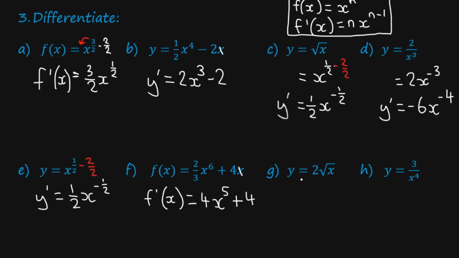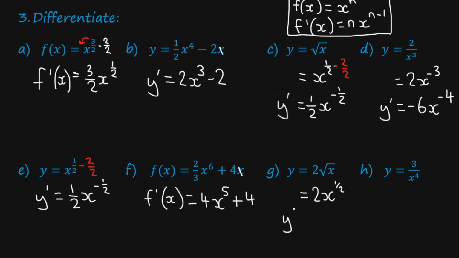Okay, so next one, y equals 2 root x. So here we can do another step. So we'll go 2x to the power of a half. Okay, so 2x to the power of a half. So remember from that example I looked at above, when we've got a square root symbol like that, we can just write it in index form. So to the power of a half. And that makes it much easier to differentiate.